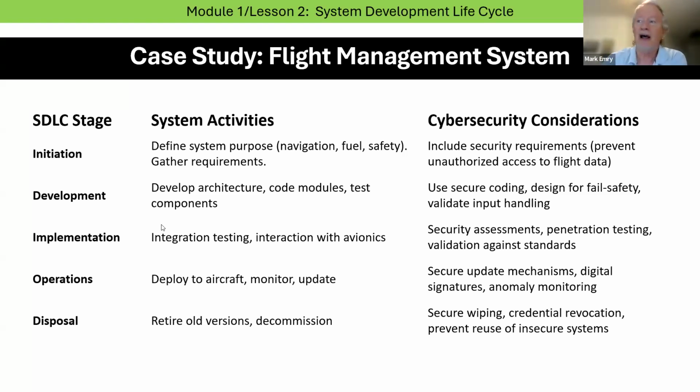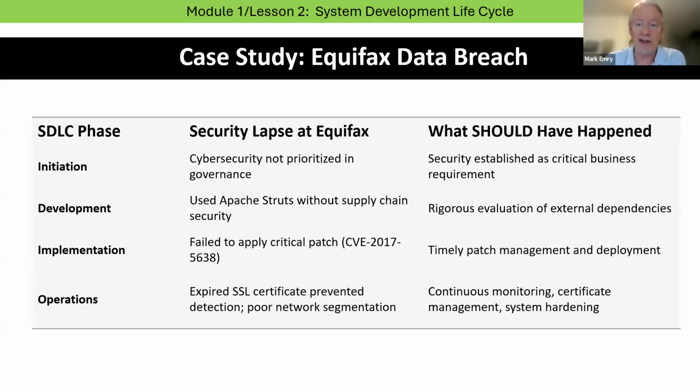Here's an analysis of the failure of Equifax to incorporate security across the system development lifecycle. At the top, we have a table with security development lifecycle phase, security lapse at Equifax, and what measures should have been taken. In the initiation phase, cybersecurity was not prioritized as a core requirement in risk management and IT governance. If security had been established as a critical business requirement from the start, formal policies such as patch SLAs and certificate renewal protocols may have existed and then been enforced.